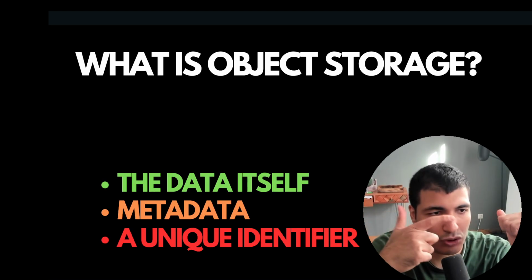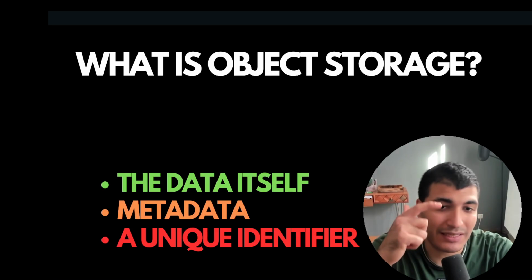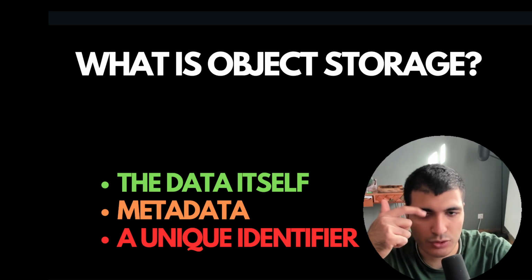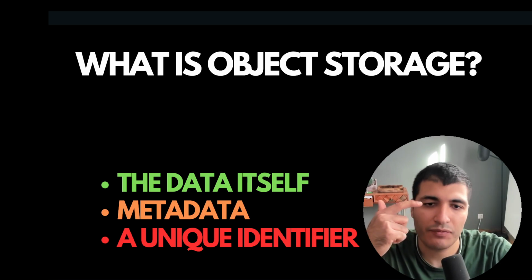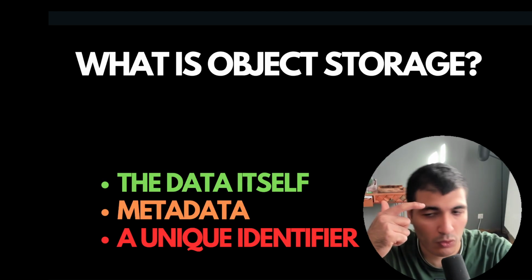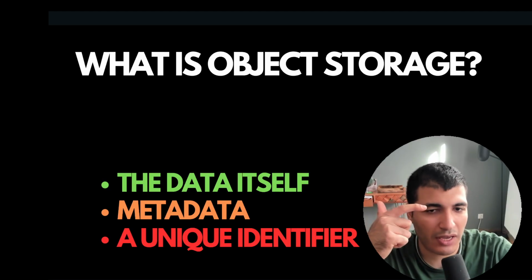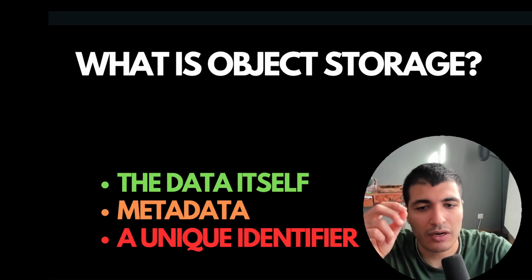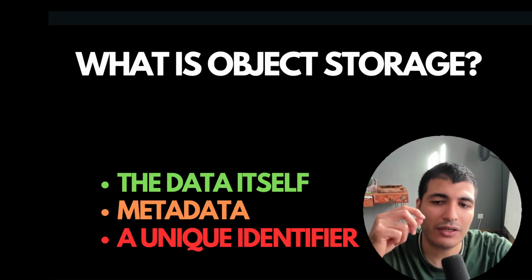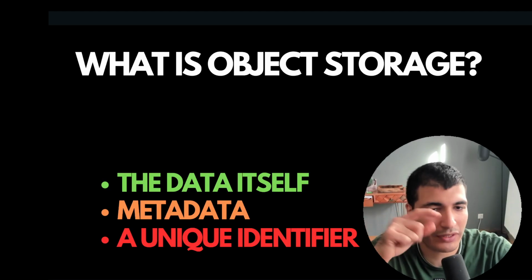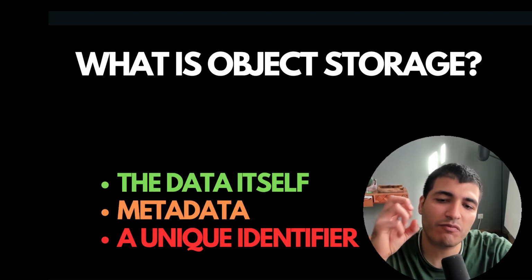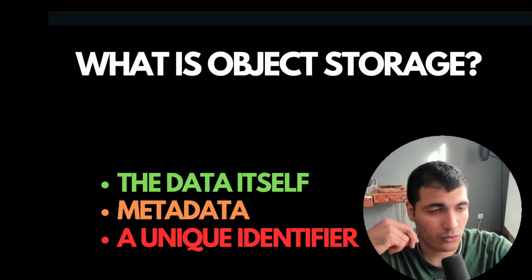Number two is the metadata. This is detailed information about the data. Think of it like tags or labels that provide context. This can include things like the creation date, the file type, who owns it, and even custom tags you might add. Number three, a unique identifier. This is like a permanent and globally unique address for the object within the storage system. It's how the system finds and retrieves your specific data.